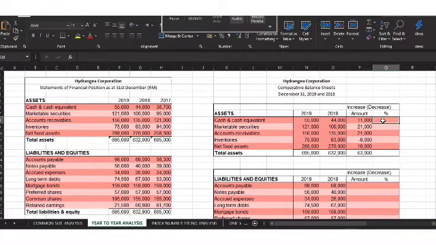Next, we have to calculate the percentage change. So firstly, I have to equal the amount increase or decrease divided by the amount of 2018 for cash, and then multiply by 100. So you will get the answer 25%. So then you will get the answer for this one.